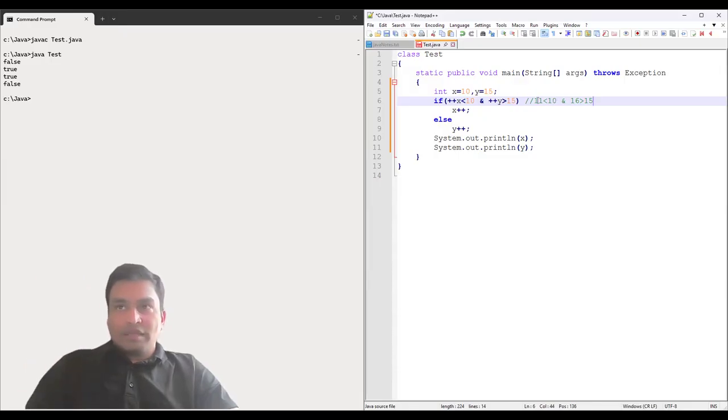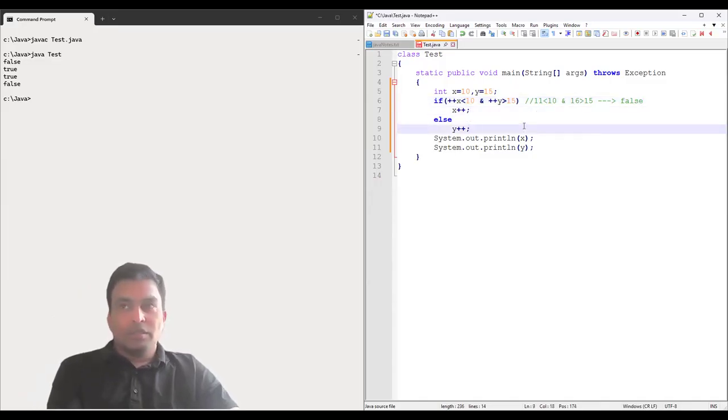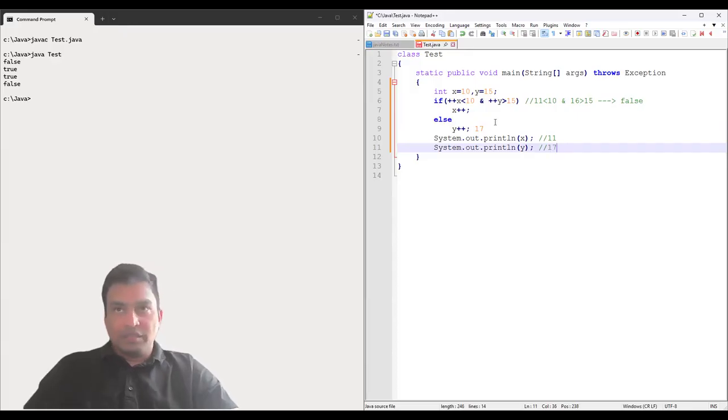So 11 less than 10 is false, and 16 greater than 15 is true, but the final condition is false. This evaluates to false. So x++ is not evaluated, y++ is evaluated. Right now we have 16 in y, then y++ would be 17. Now let's print x. x has 11, and y has 17 in this result.